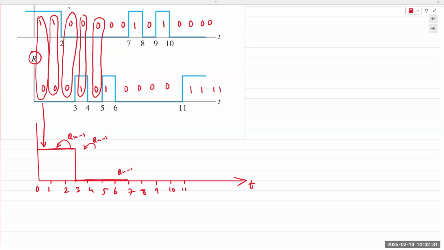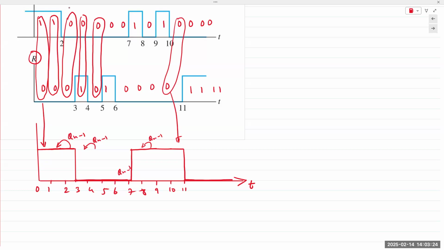And then between 7 and 8, output goes high. Then it's again 0, 0. So it's again Qn minus 1. The previous state remains high. Between 9 and 10, it's again high. So it remains high. 1 and 0. And then between 10 and 11, it's 0, 0. It remains previous state, which is high. And then after 11, my reset input goes high. And so output goes to 0. And it remains 0 from that point on.